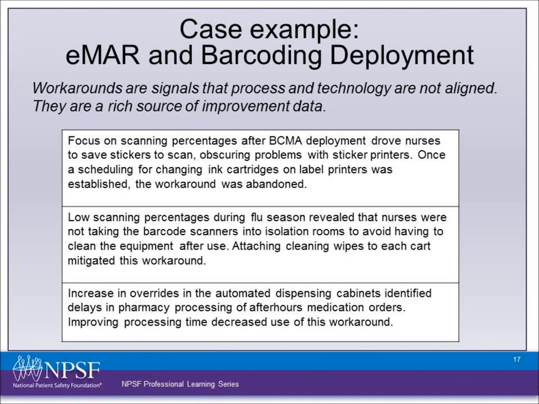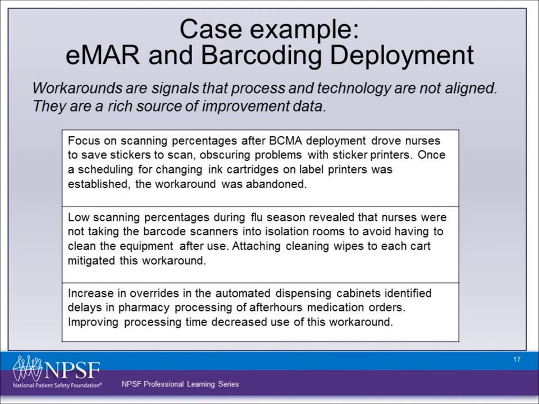The next slide gives you an example of some workarounds. And workarounds get something of a bad name in patient safety circles, but they're actually just signals that process and technology are not aligned, and they are a very rich source of improvement data. So here are 3 examples of some workarounds that we discovered.